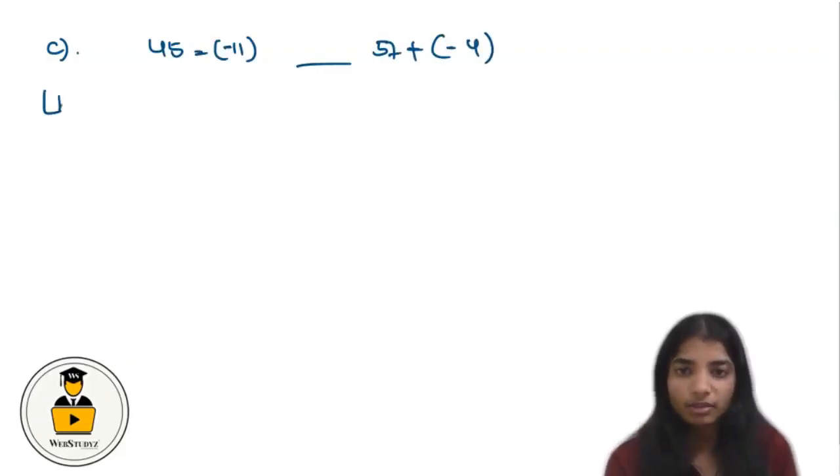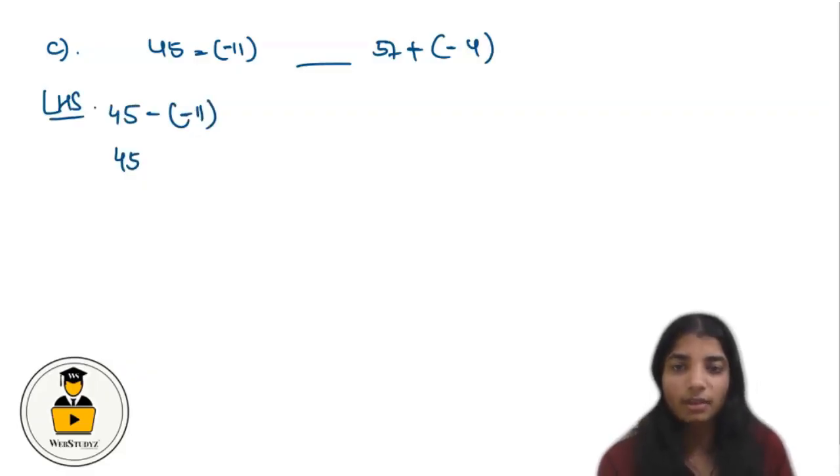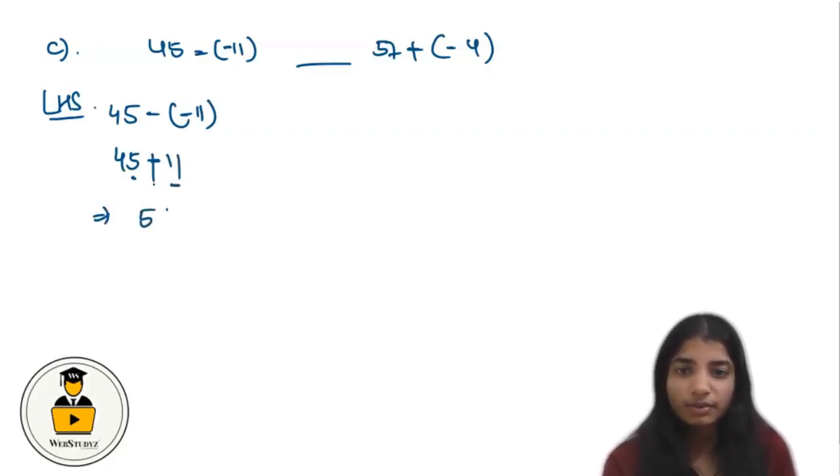Now part C is 45 minus of minus 11, and 57 plus of minus 4. Starting with solving the left hand side, 45 minus of minus 11. This is 45, and as we just discussed above, minus and minus become plus. So this is equal to plus 11. When we add 11 to 45, we get the value as 56.